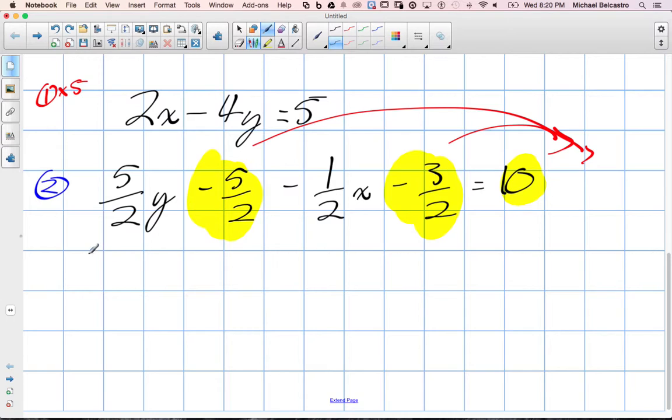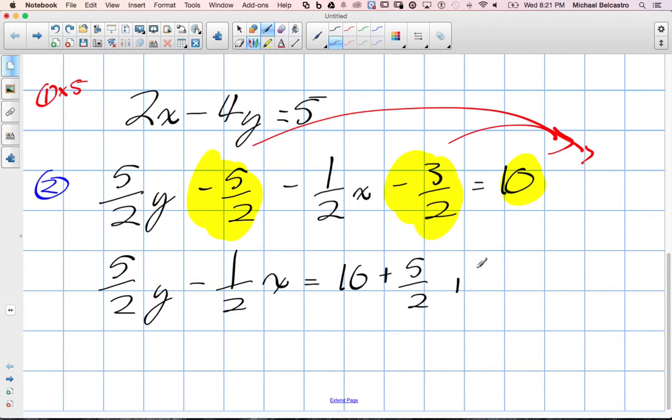Okay, so we're left with still equation 2, 5 over 2y minus 1 half x is equal to 10, and then becomes plus 5 over 2 plus 3 over 2, because they were both negative on this side, right? Now in order to put these all together, I need them all to be the same denominator. So what should we do with 10 here? It's technically over 1. We need to multiply it by, like you said, 2. So it's going to become what? 20 over 2.